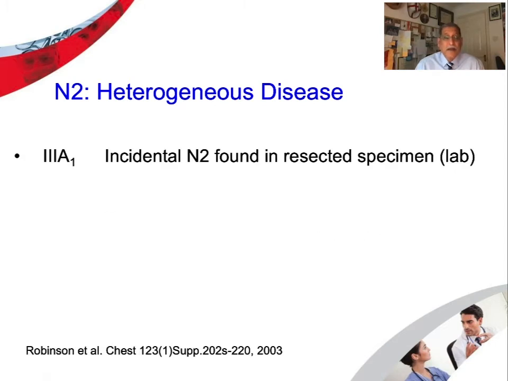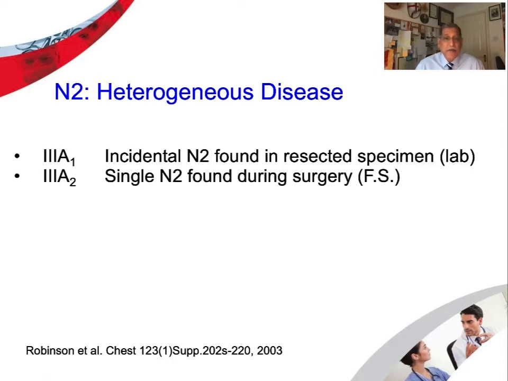Robinson et al. in 2003 suggested a subclassification of stage 3A due to N2 disease. If the N2 involvement was due to incidental finding of a positive node from unexpected operative nodal harvesting, then they suggest the classification to be 3A1. If the surgeon didn't like a specific lymph node during an operation and frozen sectioned it and found that it was positive, then this is classified as 3A2.